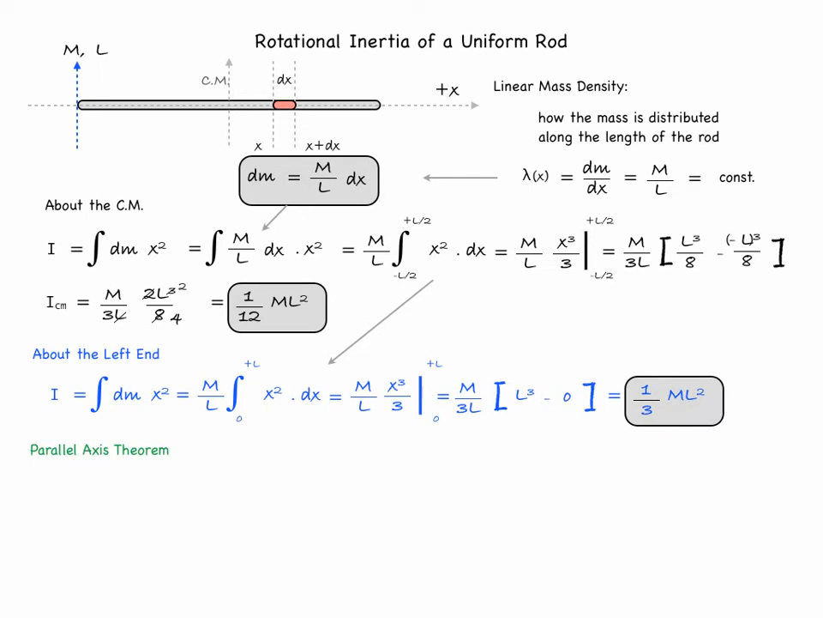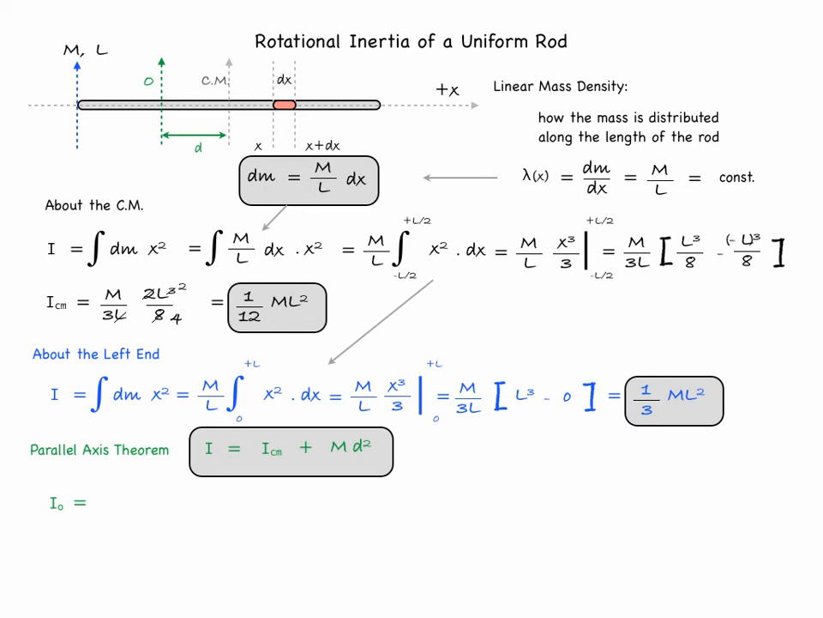Interestingly, we can get that result without integration by using the parallel axis theorem. For that, we will need an axis parallel to the axis through the center of mass that is offset by a distance d from the center of mass, here marked in green. The parallel axis theorem then stipulates that the rotational inertia about the green axis must be equal to that about the axis through the center of mass plus a correction equal to the mass of the rod times the distance d squared.